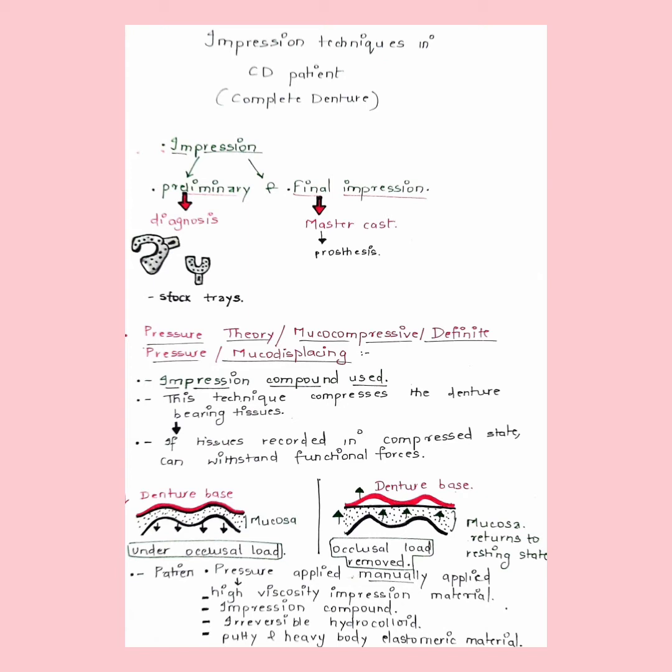But what happens is these are recorded in functional form. So after, when the patient is speaking or is in rest position, this mucosa or the compressed tissue will bounce back or rebound. Because of this, there will be loosening of dentures. Here, the pressure is applied manually and we use high viscosity materials in this technique, like impression compound, irreversible hydrocolloids, putty, and heavy body elastomeric impression materials.